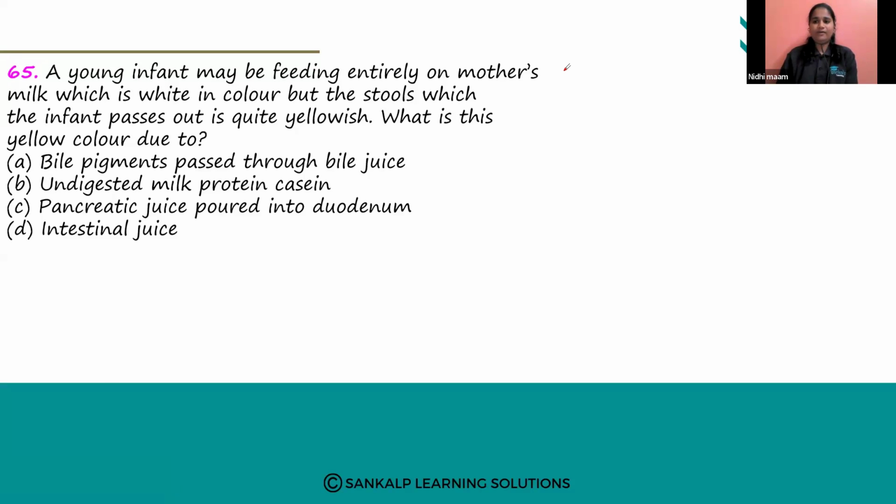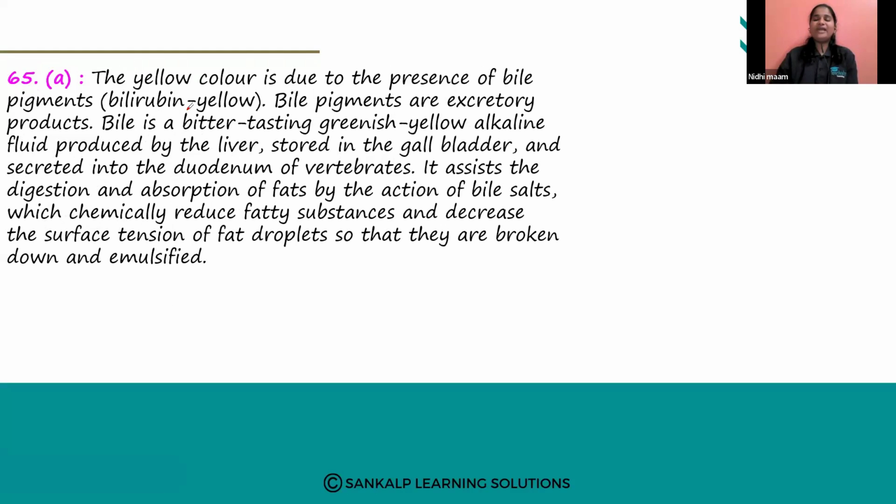Why will it be yellowish in color? Murali answered it. Okay, let us check the answer here. The right answer is option A, bile pigments. The yellow color is due to the presence of bile pigments.